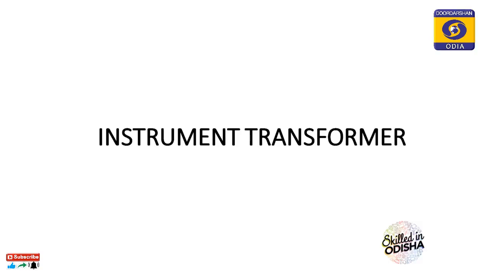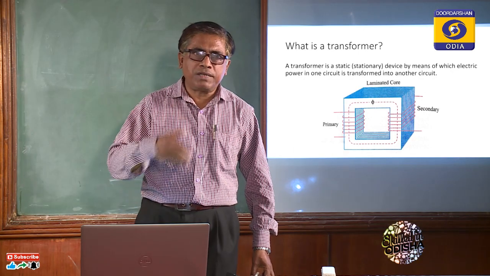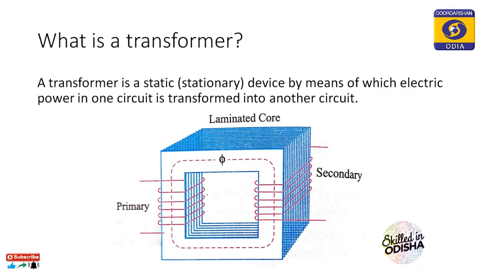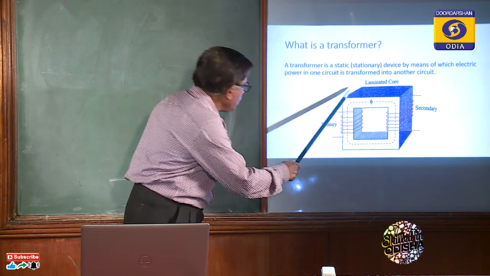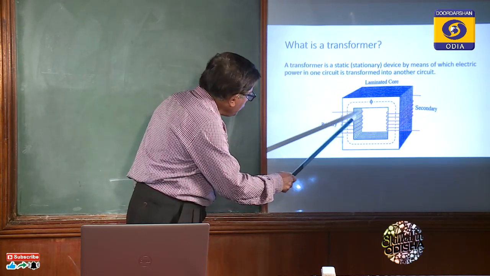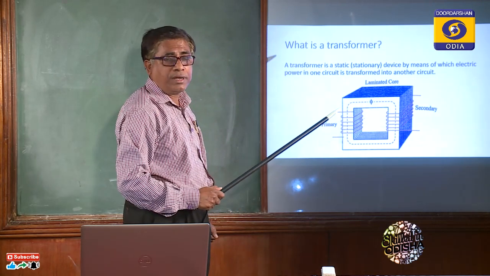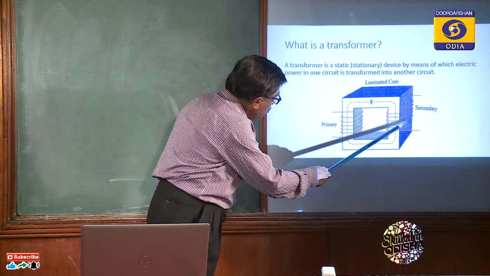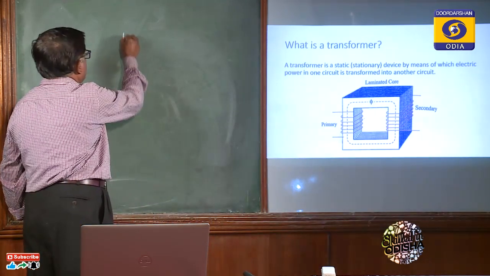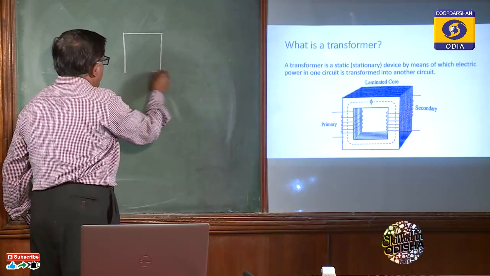Before going to the instrument transformer, first I will explain what a transformer is. You have to know a transformer is a static, means stationary, device by means of which electrical power in one circuit is transformed into another circuit. You see, this is your laminated core, and this is your winding, known as the primary winding, and this is another winding, known as the secondary winding. So this is your rectangular core.